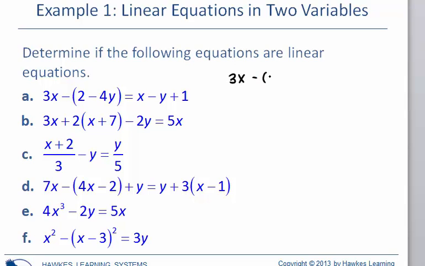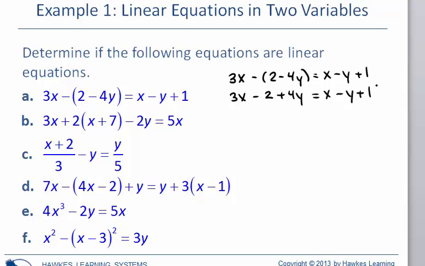3x minus the quantity 2 minus 4y is equal to x minus y plus 1. In order to simplify, we're first going to take the subtraction and distribute it through the parentheses. So 3x minus 2, here we have a subtraction and a negative, which would make a positive. So positive 4y is equal to x minus y plus 1.